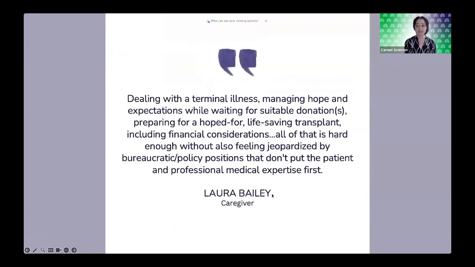To quote one transplant caregiver, dealing with a terminal illness, managing hope and expectations while waiting for suitable donations, preparing for a hoped-for life-saving transplant, including financial considerations, all of that is hard enough without also feeling jeopardized by bureaucratic and policy positions that don't put the patient and professional medical expertise first.